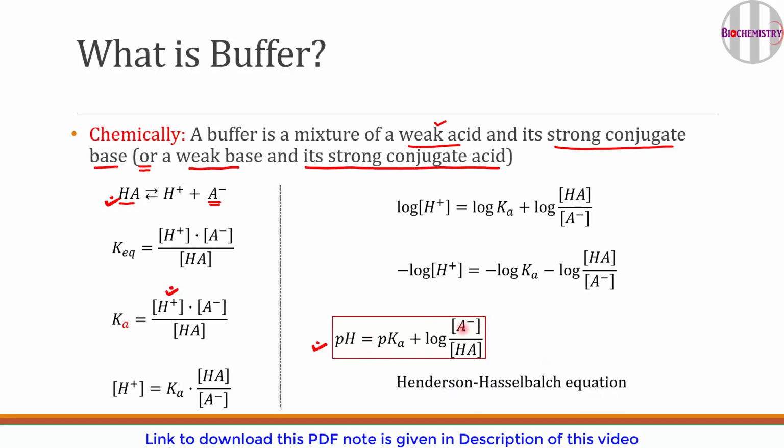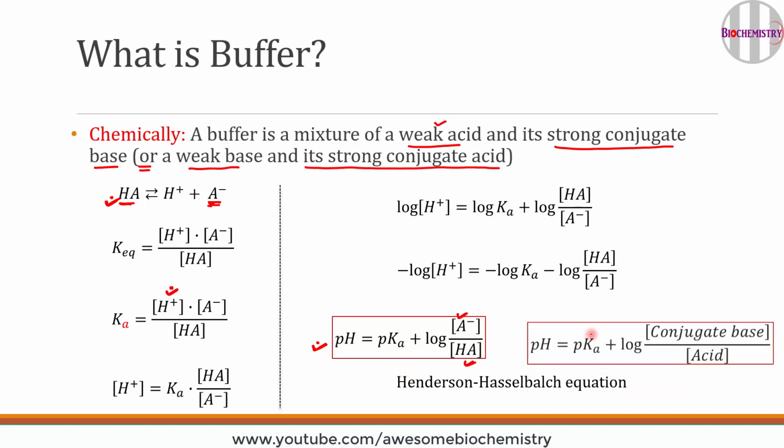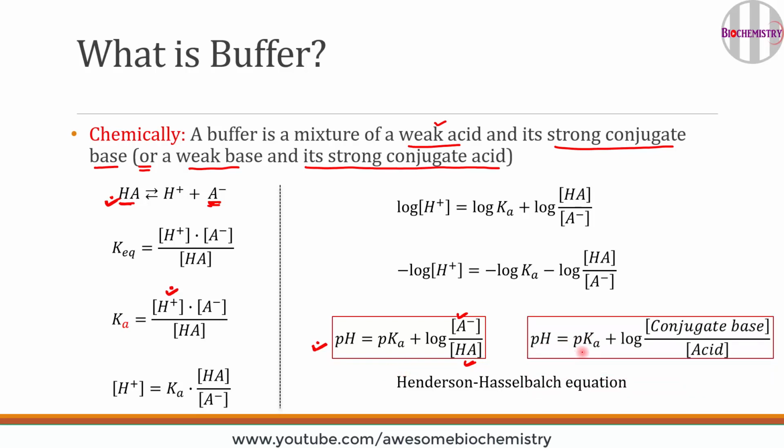Right? Now we should not forget that this A minus over here is a conjugate base, and this HA is the weak acid. So instead of writing A minus and HA, we can also represent this Henderson-Hasselbalch equation by literally spelling it out, that is pH is equal to pK plus log of conjugate base divided by acid.